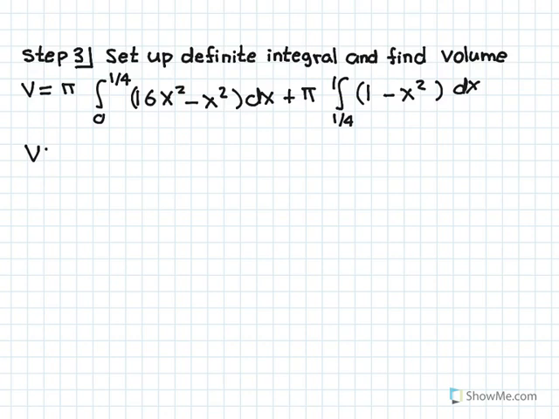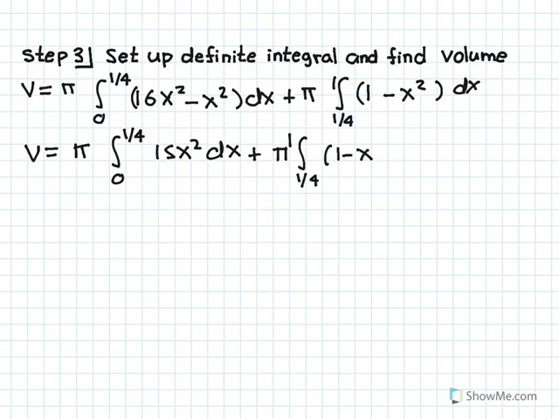All right, simplifying a bit more, we get volume is equal to pi times the integral from 0 to 1/4 of 16x squared minus x squared, that's 15x squared dx, plus pi times the integral from 1/4 to 1 of 1 minus x squared dx. So let's integrate. Reversing the power rule, we get volume is equal to 15 pi x cubed divided by 3. Add 1 to the exponent, divide by the same number. Evaluate from 0 to 1/4.